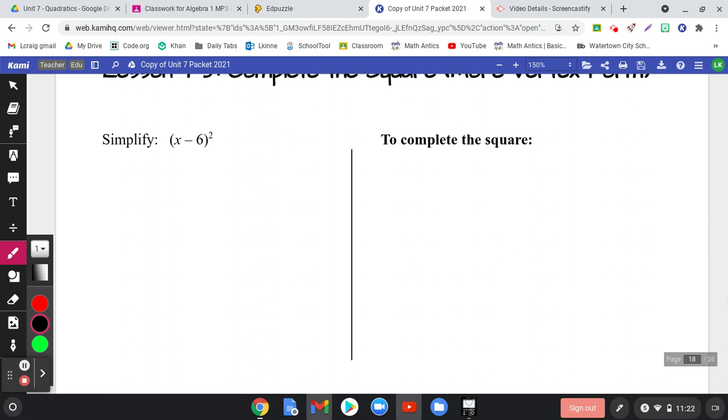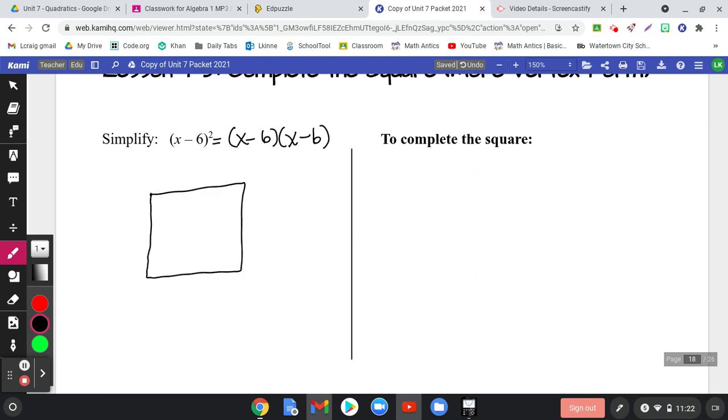So first, what do I mean by square? Let's go back to the beginning of the year when we had to work with polynomials. Anything squared is multiplying it by itself. So x minus 6 squared would be the same as x minus 6 times x minus 6. All right, well, if we actually multiply that out, we can use our box method. Going back a little bit here, guys.